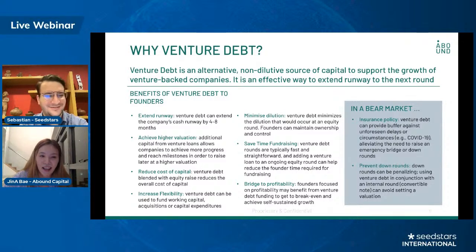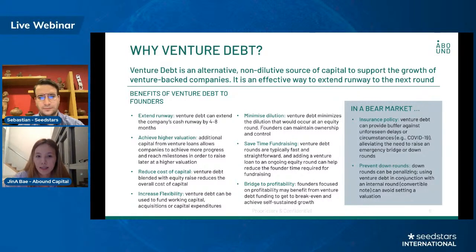Why venture debt? Why should founders be looking for venture debt? So venture debt is a non-dilutive source of capital to support the growth of venture-backed companies. There are many benefits to venture debt, as you can see on the slide, but I especially want to highlight first that venture debt can minimize dilution. When you raise equity funding as an early stage entrepreneur, you give up 20-30% of equity at each round. But if you were to raise a mix of equity and debt, you can save approximately 5% in equity. So instead of giving away 25% in equity, you would only give up 20%.